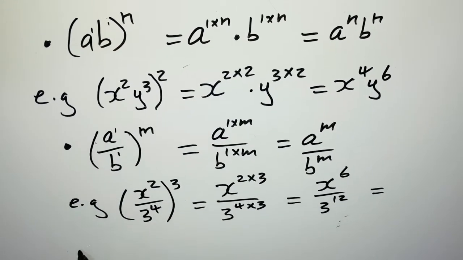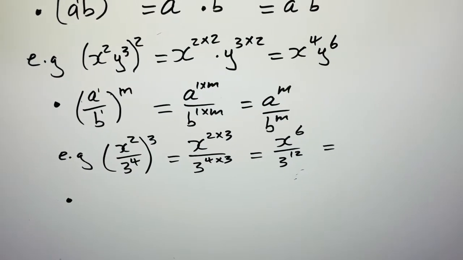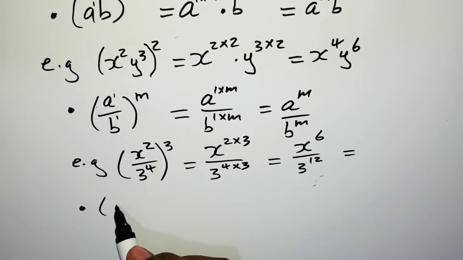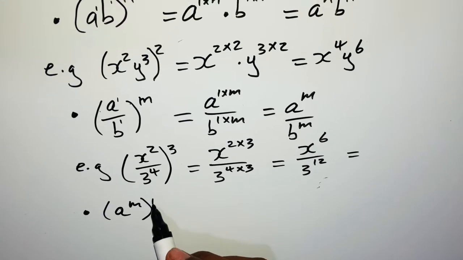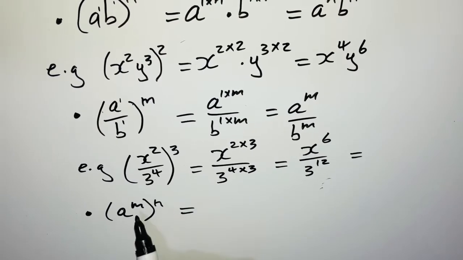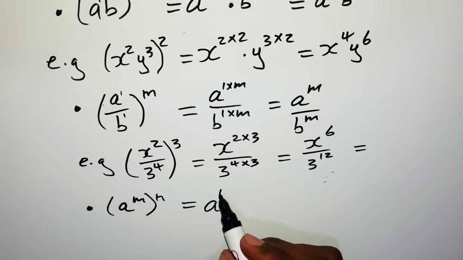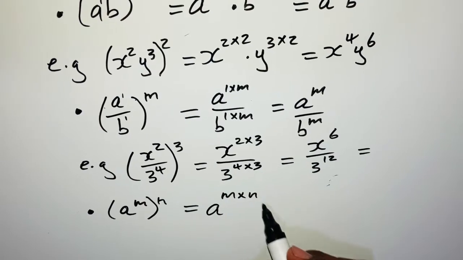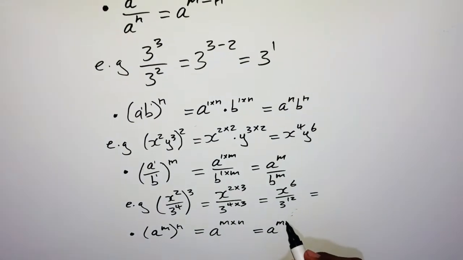Then we go for our fifth law, which is a to the m, close bracket, to the n. These exponents will multiply, which is a to the m times n, so this is a to the mn.